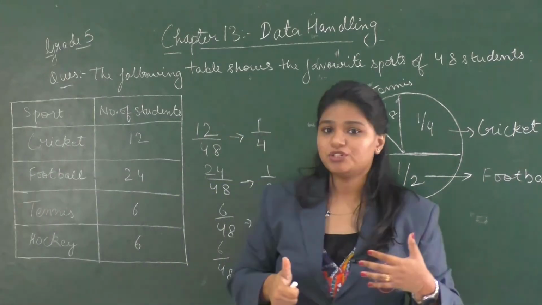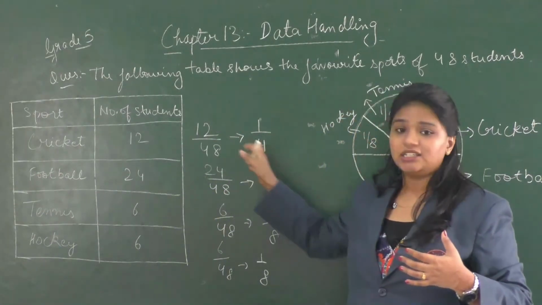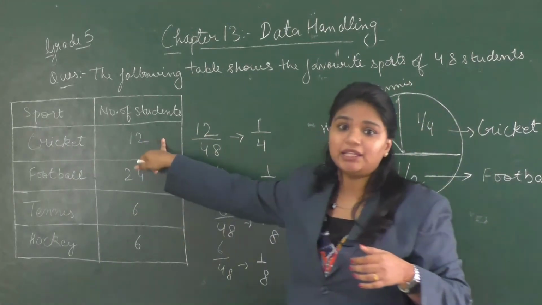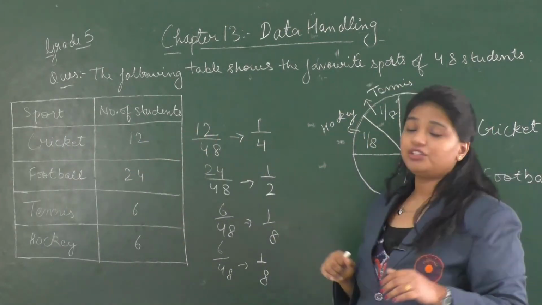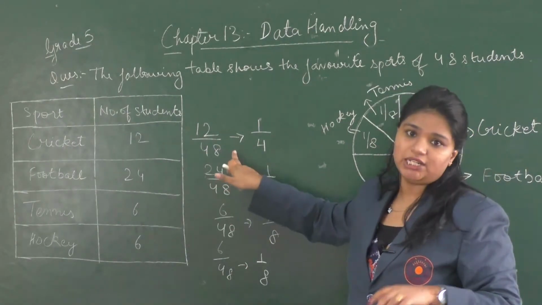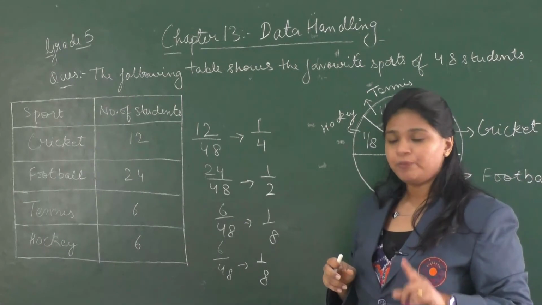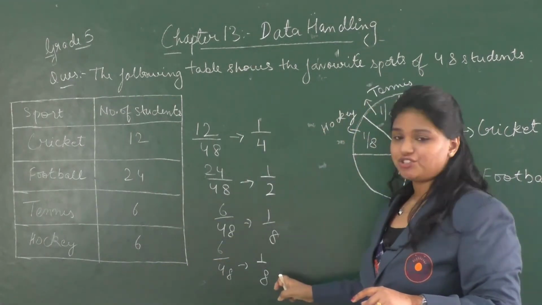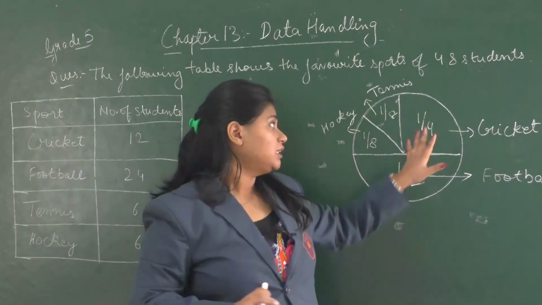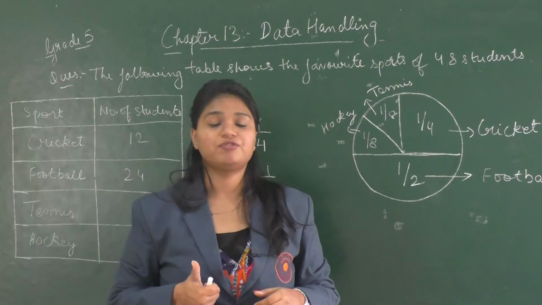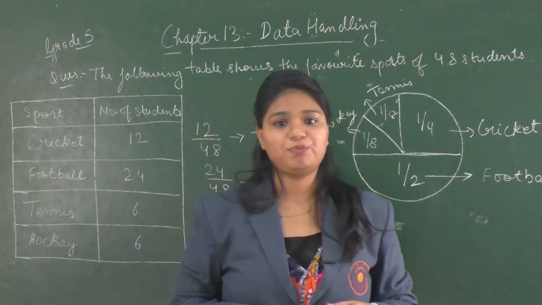So first what you will do, you will write the numbers in the form of a fraction, that is the given quantity divided by the total quantity. So here the total quantity was 48. So I have done 12 by 48. Similarly we will repeat this for the other 3 sports. So I got the required fraction and then I will divide the circle in the given fraction. So in this way we can represent a data in the form of a pie chart.